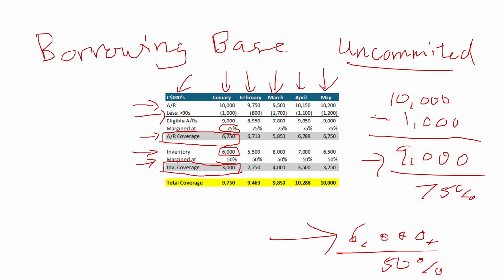And then for the total coverage, you just add the two up. You add the accounts receivable coverage and then the inventory coverage. So 6.7 and 3, you get 9.75 million as of January. Okay. And you know that the accounts receivable and inventory values change, right? They change every month. They actually change every day. But we only calculate them maybe monthly.